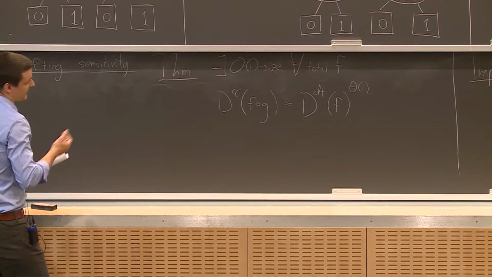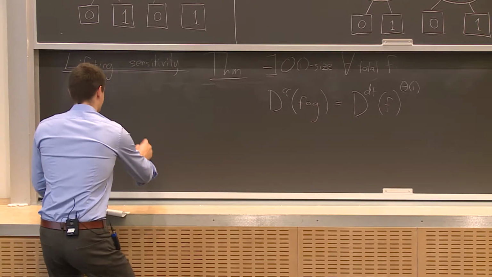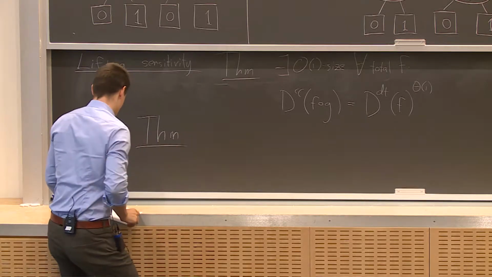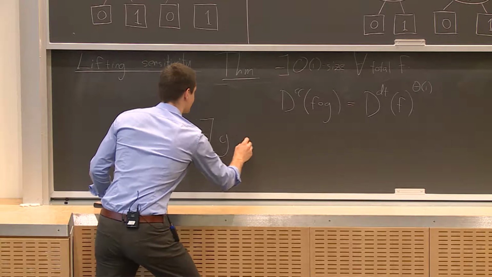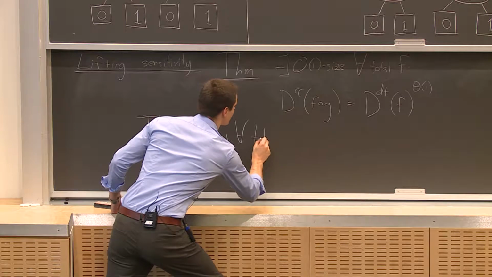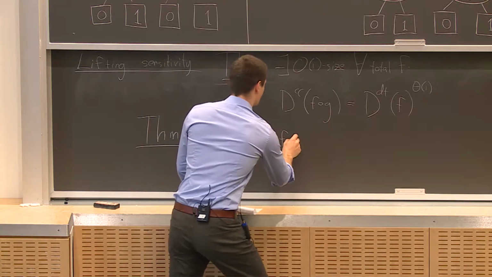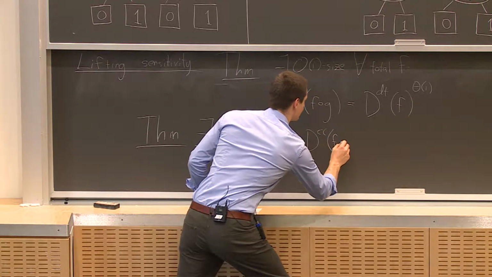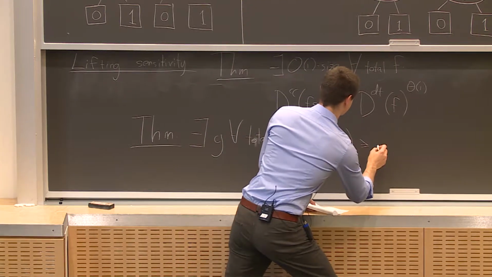So I'll prove this, but what I'll actually prove, to be more explicit about it, is that again, there is a gadget such that I can get a lower bound on the deterministic communication complexity via sensitivity.